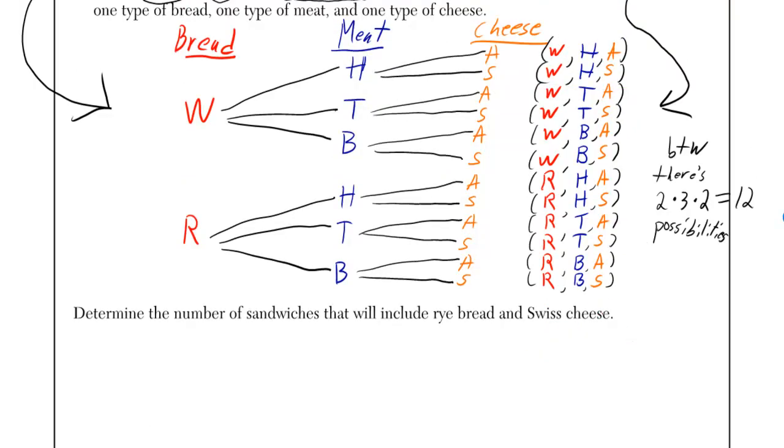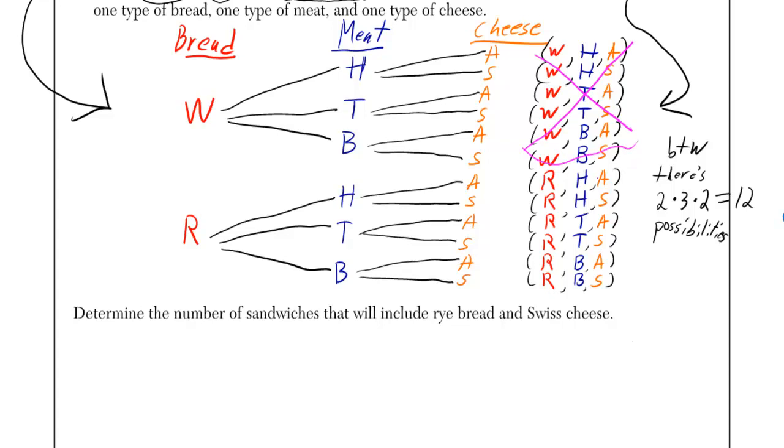And they're asking us how many sandwiches will include rye bread and Swiss cheese. Now that's what's up. Rye and Swiss. Well, it isn't going to be none of the ones from the white. We know that isn't going to be them. So let's get rid of all of them.